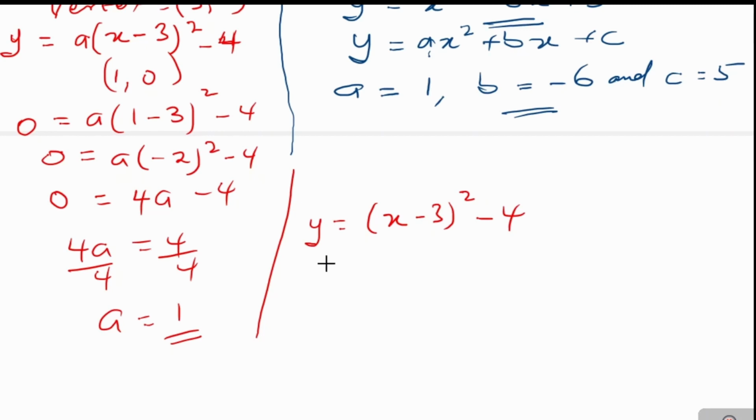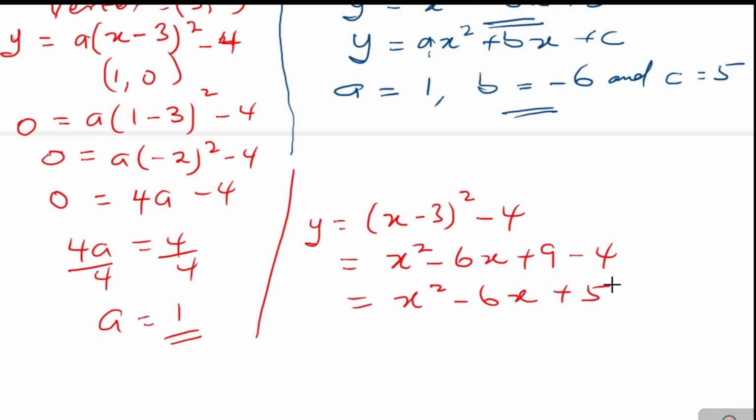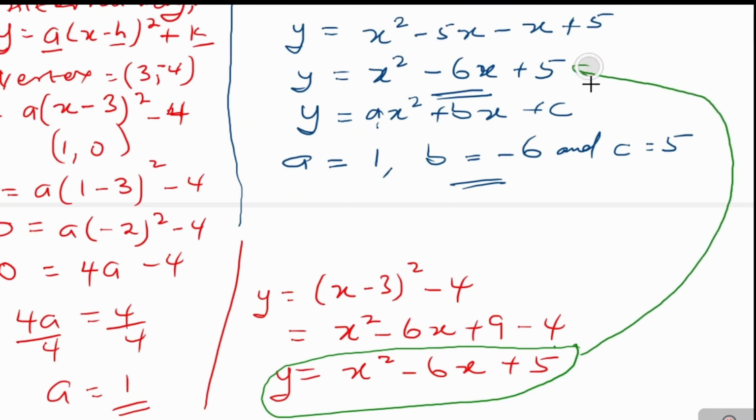But then, because of the way it's stated, we need to expand it into the general form. Using binomial expansion, we get x squared minus 6x plus 9 minus 4. Simplifying further, we get y equals x squared minus 6x plus 5. And when you compare with what we got from the first one, you see that they are the same, right?